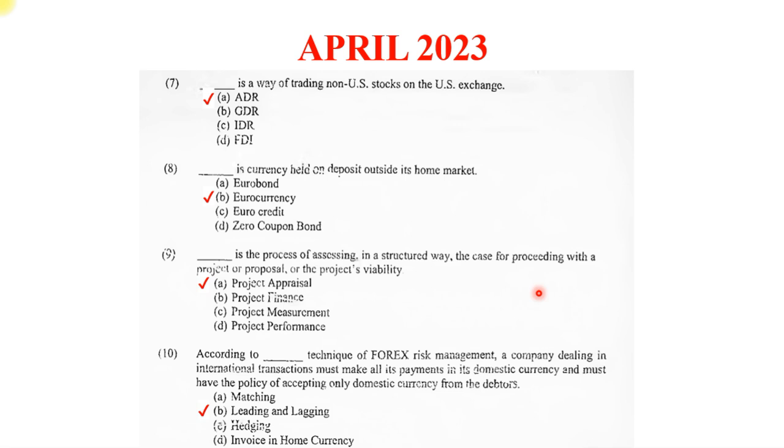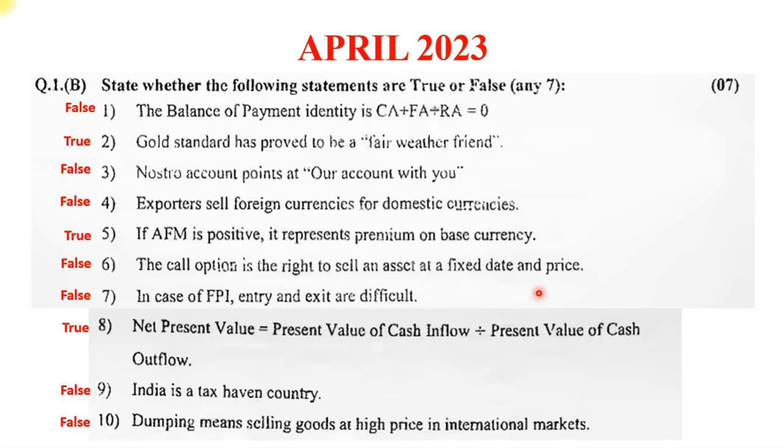Okay, now alongside this MCQ, the last questions were true or false. The balance of payment identity is CA plus FA plus RA is false. Gold standard has proved to be a failure is true. Nostro account means our account with you is false. Exporter sells foreign currency for domestic currency is false.